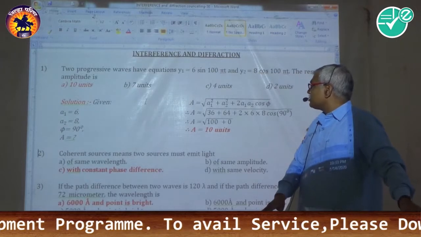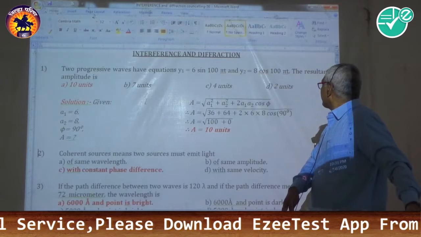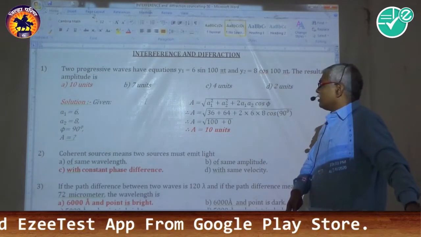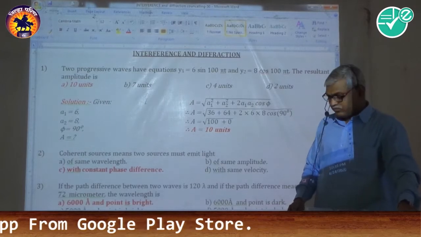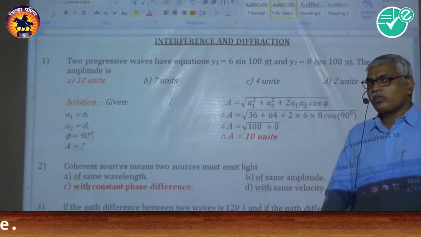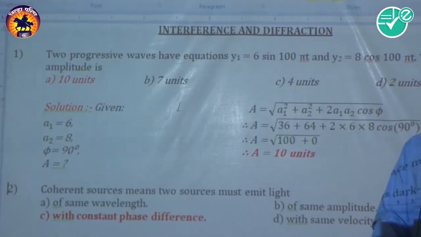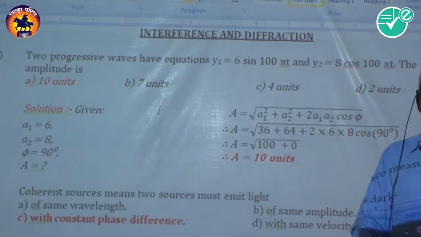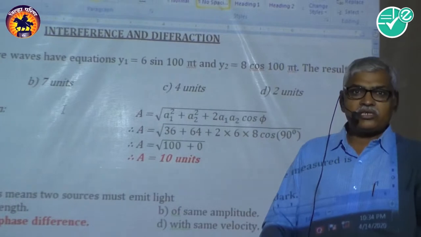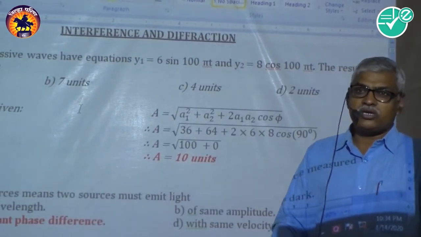Two progressive waves have equations y1 is equal to 6 sin of 100 π t and y2 is equal to 8 cos of 100 π t. The resultant amplitude is. For numerical MCQs, first write down the given data. Next, write down what is asked. Then remember if any relation exists between those quantities and find out the unknown quantity.